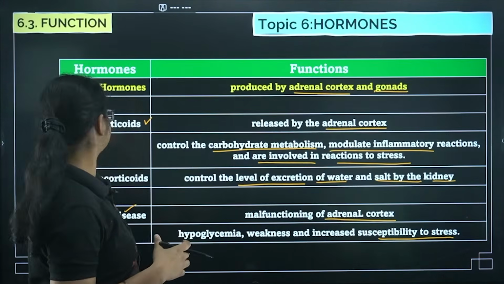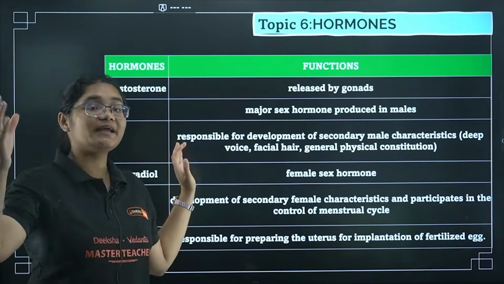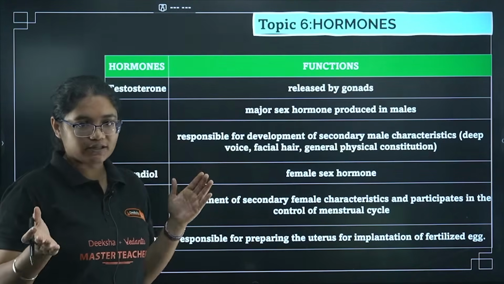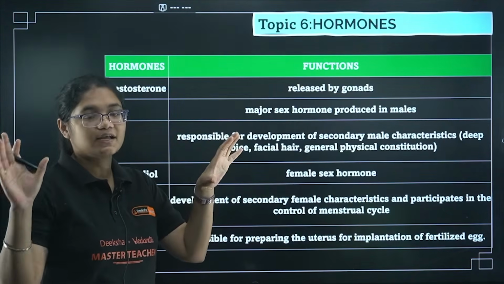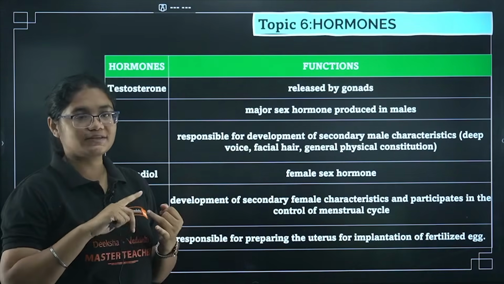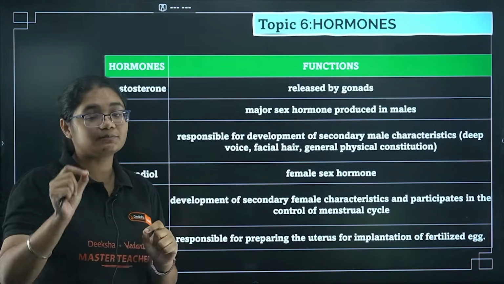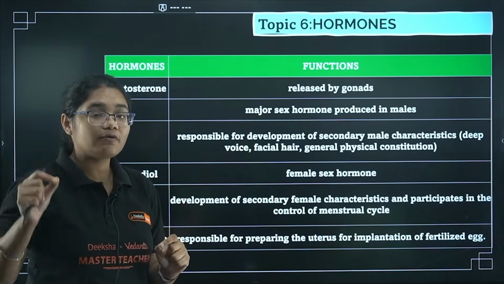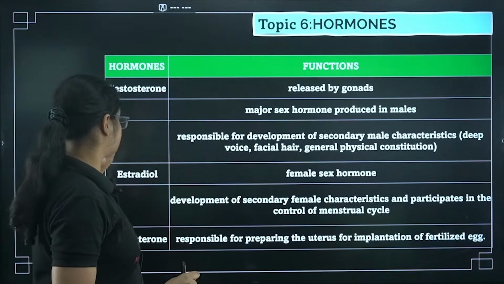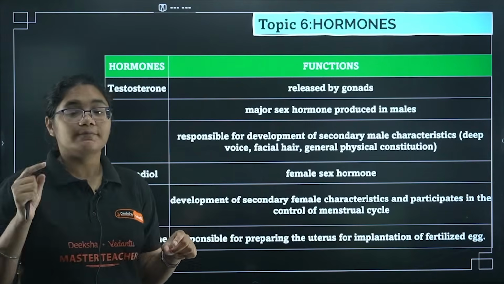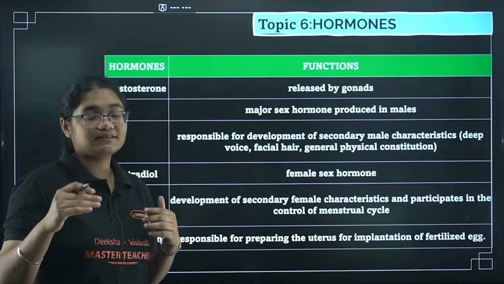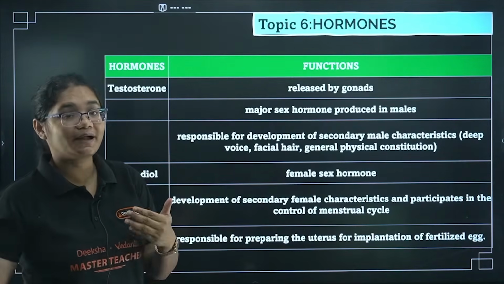Okay. Next we'll see the steroid hormones released by gonads. So there were two things, right? Adrenal cortex and gonads. So we have understood glucocorticoids and mineralocorticoids. These are the steroid hormones released by the adrenal cortex. Now what I am discussing, testosterone, estradiol, progesterone, are the steroid hormones released by gonads.